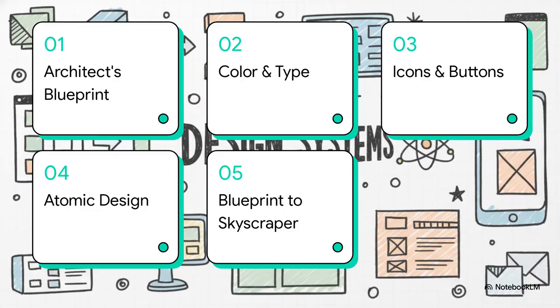First, we'll look at the big picture, the architect's blueprint. Then, we're going to lay the foundation with color and typography. After that, we'll get into the fun stuff, the actual building blocks like icons and buttons. Then we'll uncover the master plan that ties it all together, which is called the atomic design principle. And finally, we'll see how that little blueprint turns into a massive digital skyscraper.